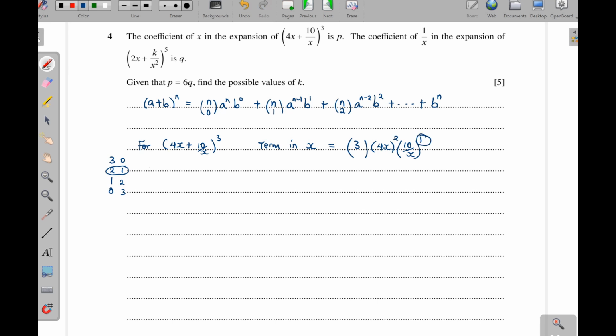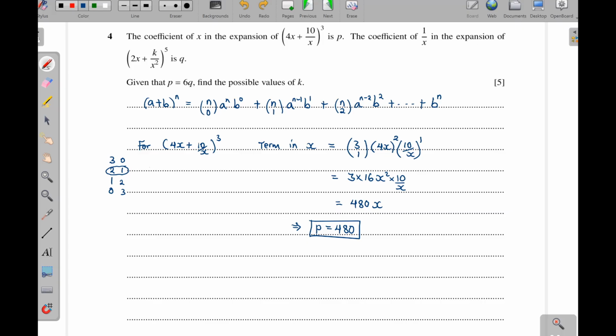Then the power of this 10 over x is the one that comes into the combination here. So 3 combination 1, we get a 3. Then 4 squared, that is a 16. Then x squared, then times 10 over x. And that means here we are going to have 3 times 16, isn't that 48? Then 48 times 10, that will be 480, then x. Okay, so this simply implies that p is equal to 480, because they said the coefficient of x in this expansion is p, and the coefficient of x here is 480.